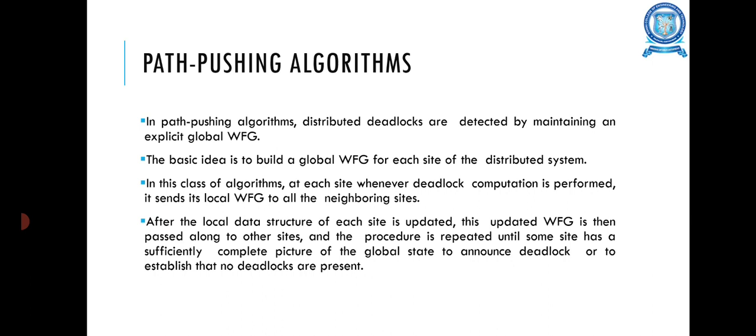First is the path pushing algorithm. In path pushing algorithm, distributed deadlocks are detected by maintaining an explicit global WFG. The basic idea is to build a global WFG for each site of the distributed system. In this class of algorithm, at each site, whenever deadlock computation is performed, it sends its local WFG to all the neighboring sites. After the local data structure of each site is updated, this updated WFG is then passed along to the other sites and the procedure is repeated until some site has a sufficiently complete picture of the global state to announce deadlock or to establish that no deadlock is present.